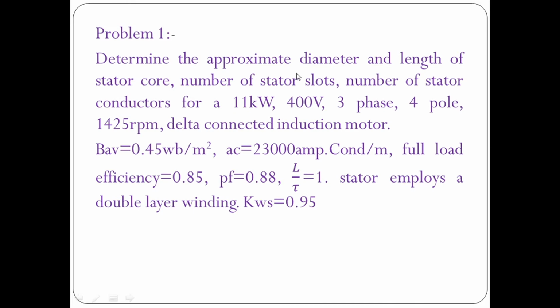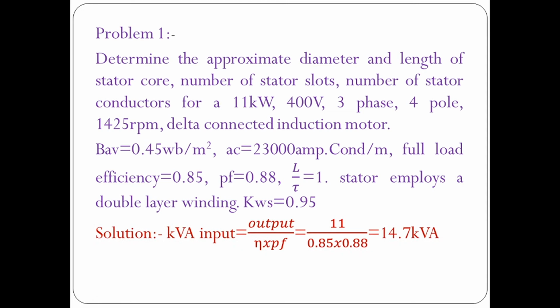The main dimensions are the capital D, that is the diameter, and the length of the stator core, L. You also have to find the number of stator slots, SS, and the number of stator conductors in those slots. Now, the kVA input of the induction motor is given by output divided by efficiency into power factor. The output of the induction motor is given as 11 kilowatt.